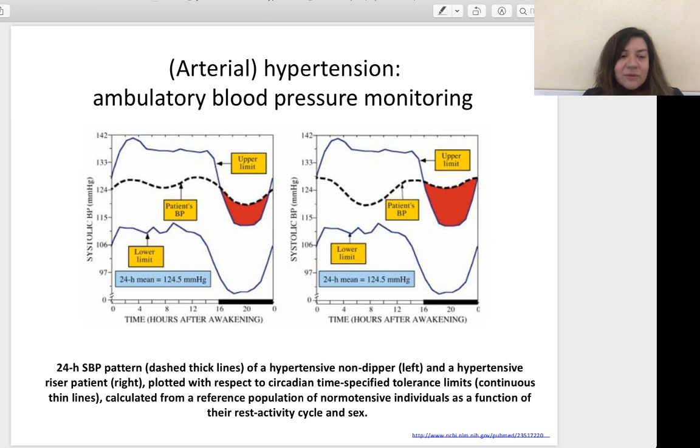Here, the 24-hour systolic blood pressure pattern for a hypertensive non-dipper in the left picture. You see that there is not enough decrease of night systolic blood pressure. And a hypertensive riser patient in the right picture, when there is no change, or when it cannot decrease, or even increases blood pressure during night.